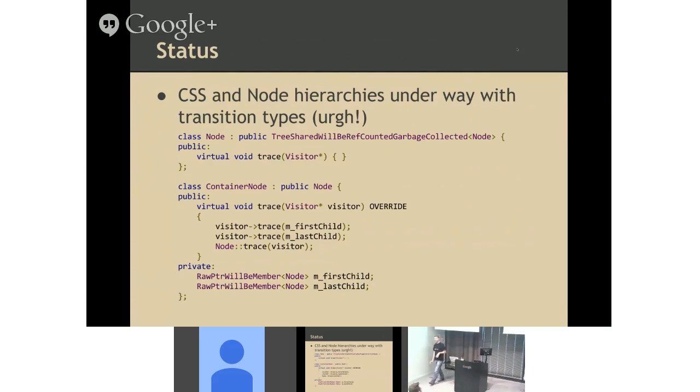Good. CSS and Node hierarchies are well underway, and we're using these transition types, which are, I really apologize, horrible, and we know it. So basically, you have types where it might be a raw pointer, and it might also be a member, maybe, and that's not very nice. So our types have this will-be-in-the-middle: a raw pointer will be member. That means that when you're compiling with the current normal set of compile time flags, it's a raw pointer. And if you're compiling with enable Oilpan 1, it's a member.